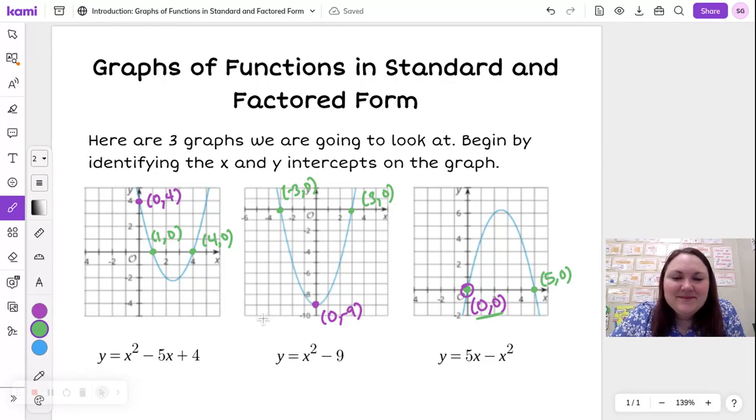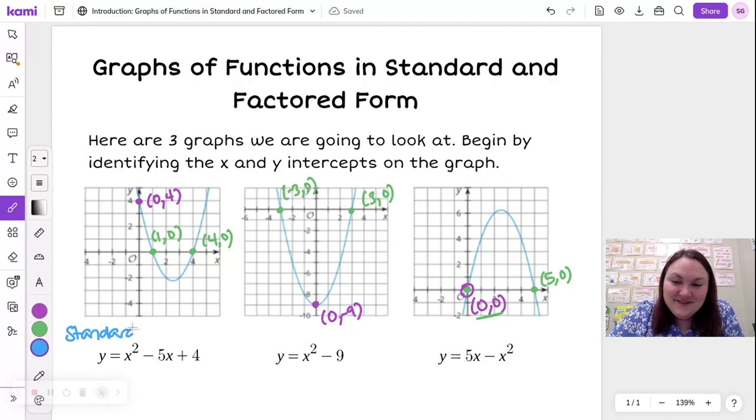The y-intercepts are all in purple, so we have a y-intercept at 4, at -9, and at 0, and our x-intercepts are all in green. We have x-intercepts at 1 and 4, at -3 and 3, and then here that point 0 is your x and your y-intercept, so x-intercepts for this last one at 0 and 5. Our goal is going to be to find connections between these graphs and our equations in standard form and in factored form. So starting with these equations here, which form are these equations in?